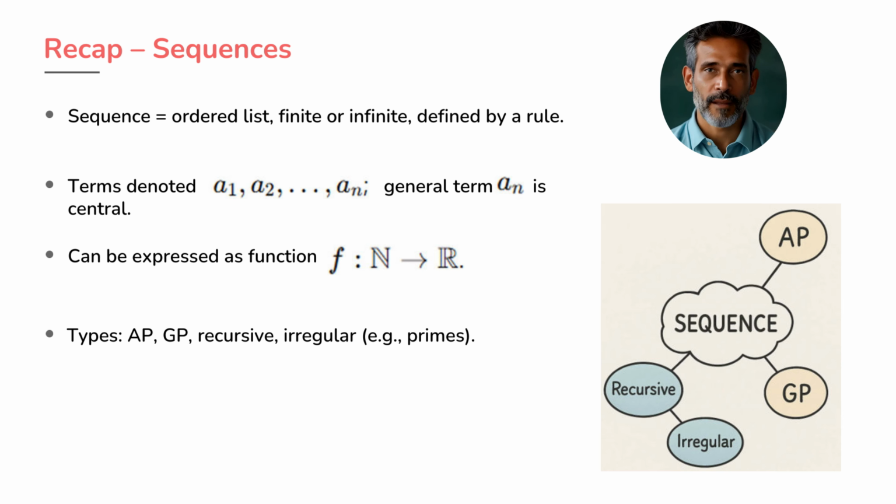Let's wrap it up. A sequence is an ordered list of numbers defined by a rule. It may be finite or infinite. Each term is written as a sub 1, a sub 2, and so on, with the general term a sub n giving us any position directly. We learned to see sequences as functions. We classified them into arithmetic, geometric, recursive, and irregular ones like primes. And we solved a worked example step by step. That's sequences, the building blocks for series, limits, and much deeper areas of mathematics.